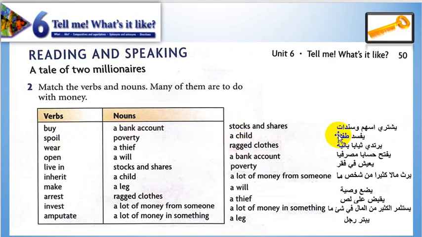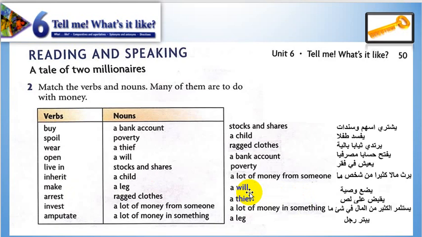Spoil a child, يفسد طفلا بالدلال. Wear ragged clothes, يرتدي ثيابا بالية. Open a bank account, يفتح حسابا مصرفيا. Live in poverty, يعيش في فقر. Inherit a lot of money from someone, يرث مالا كثيرا من شخص ما. Make a will, يضع وصية, not "يصنع وصية", يضع وصية.